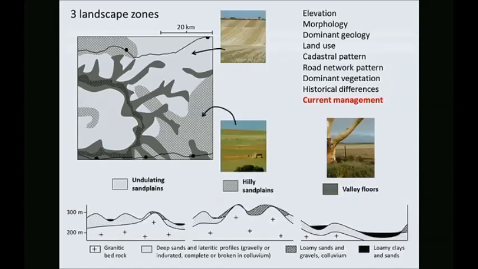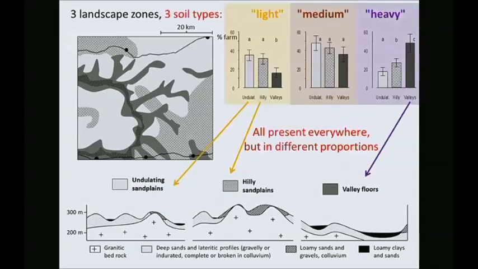And those landscape zones, essentially we have undulating sand plains, which are very open with just a gentle relief, hilly sand plains with a much more accentuated topography, and valley floors, which people usually know about. What is important is that even though there are many different types of soils, in terms of management it was useful to only distinguish three of them according to their overall texture. So light soil, medium soil, and more heavily textured soil, as far as heavy applies in Western Australia, of course.